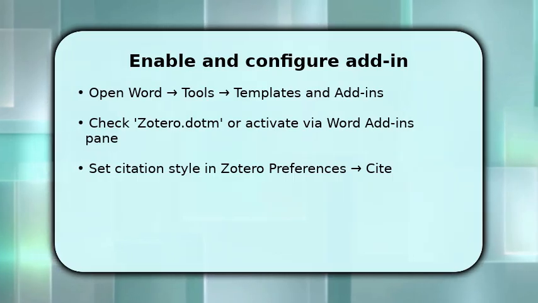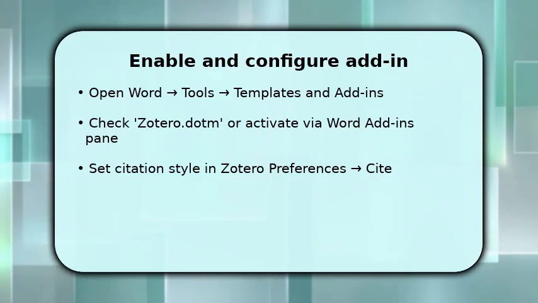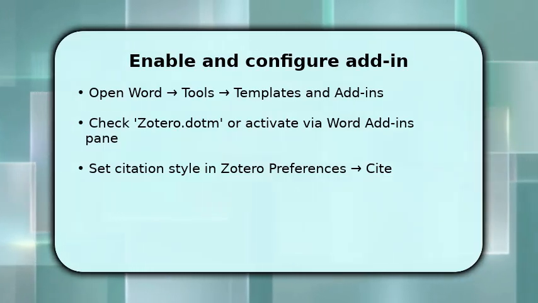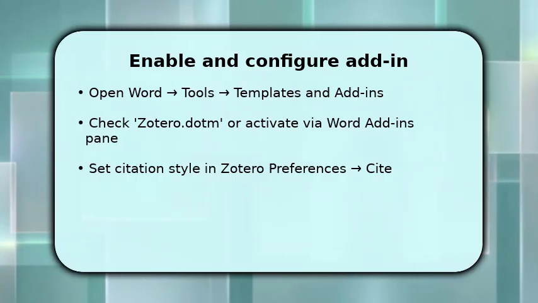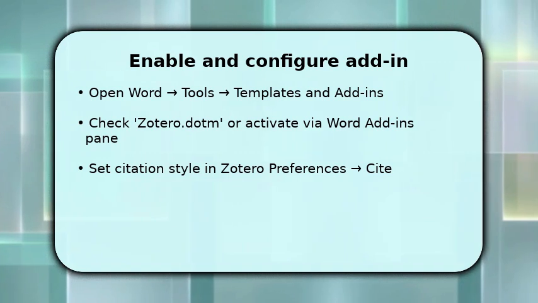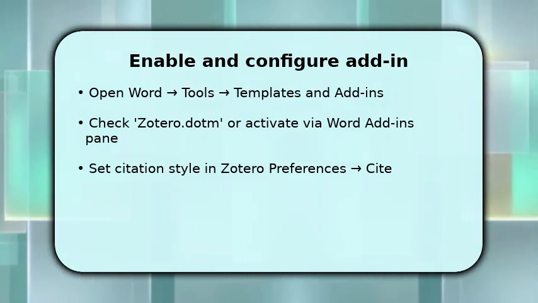Make sure macro security allows the add-in to run. Adjust in Word Preferences > Security if needed. Meanwhile, set your citation style in Zotero Preferences > Cite so Word uses the correct formatting. Once the toolbar appears, test by inserting a citation into a new document to confirm integration.